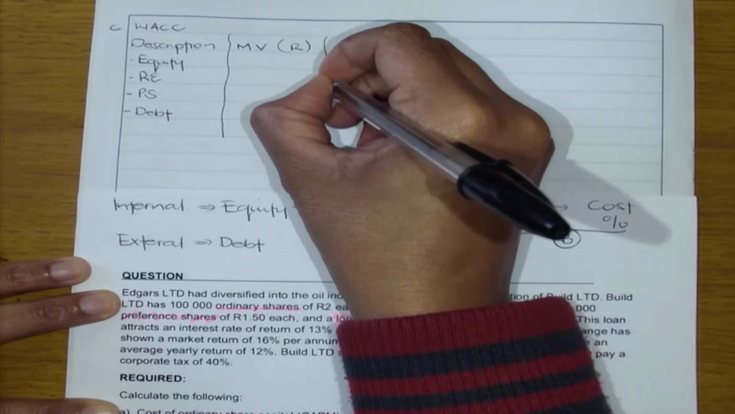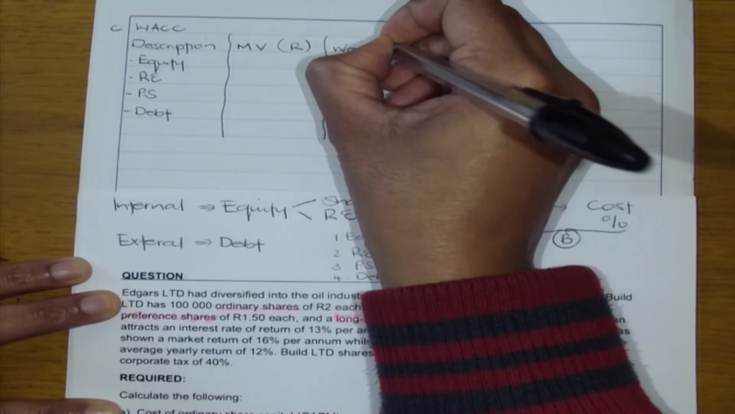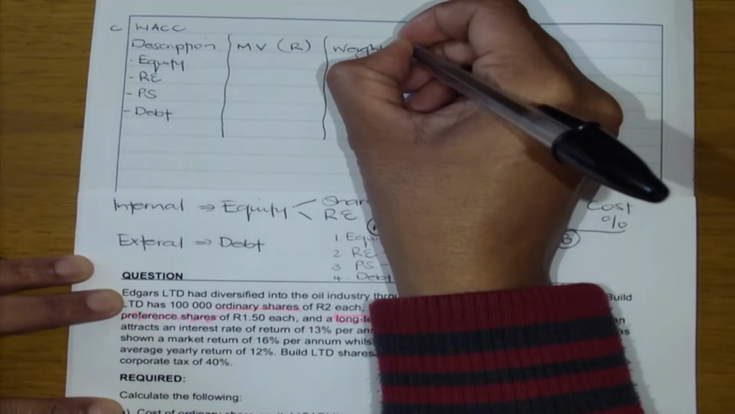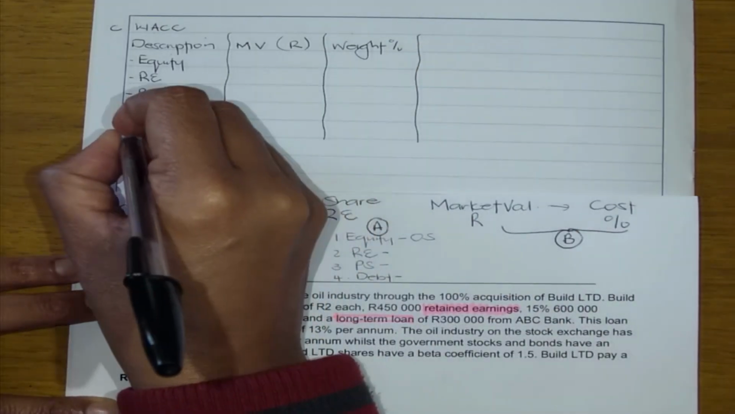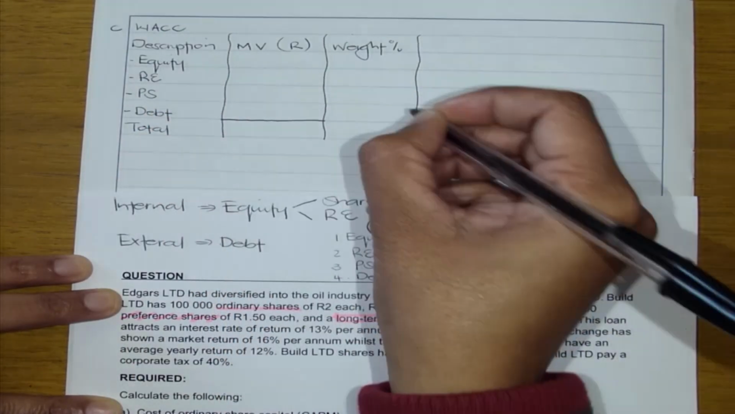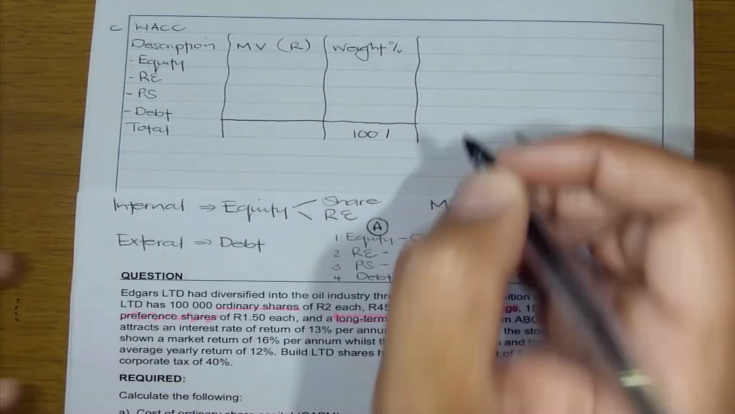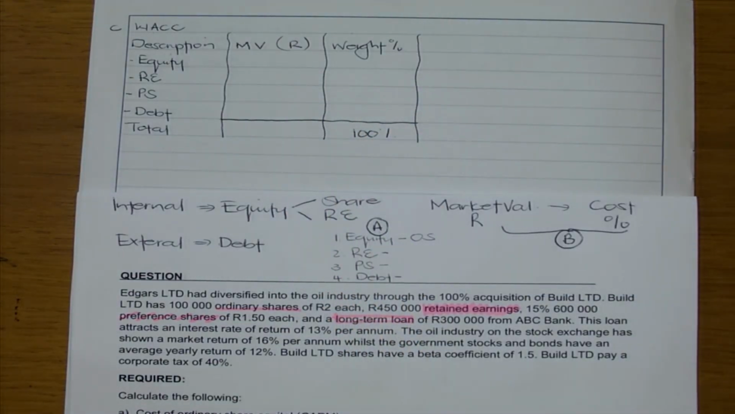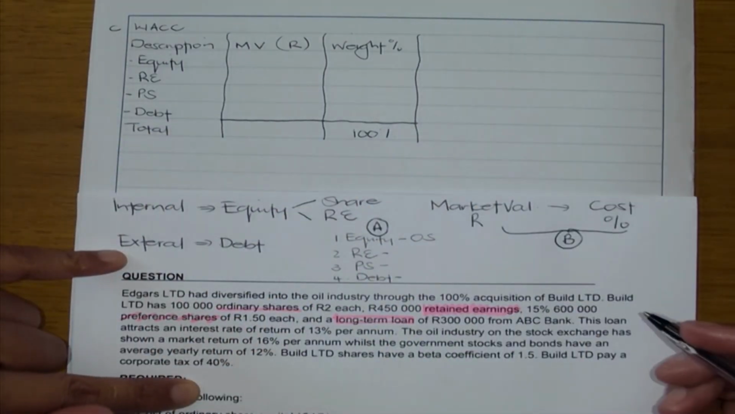I'm going to make a column here. And then I have my weight. Now, my weight basically says, of the 100%, and weight is always a percentage as well. So my weight actually says, let me just write here, total for my market value, and my weighting must always be 100%. Now, this basically means of the money that I need to borrow, how much is the weight of equity? What is the weight of retained earnings? What is the weight of my preference shares? And what's the weight of my debt, right?